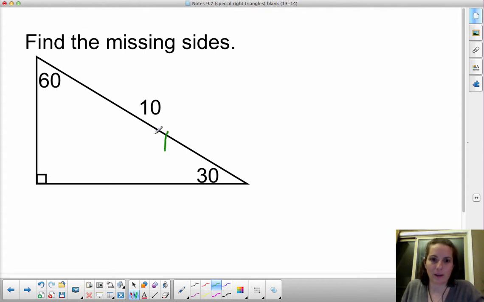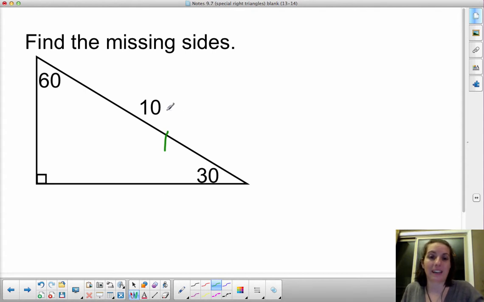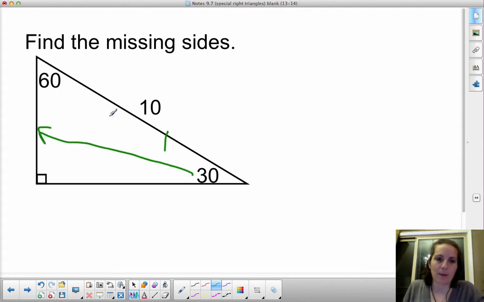So in this case, we know that we have a 10 on the hypotenuse. And so when that happens, we simply say, okay, well, it's on the hypotenuse, and it's a 30, 60, 90, so I need to get that control piece first, right? Find the baby. Get that baby in control. So we have to take that 10 and divide it by 2 to find this x piece. So 10 divided by 2 is equal to x. So that means that the x is really 5.